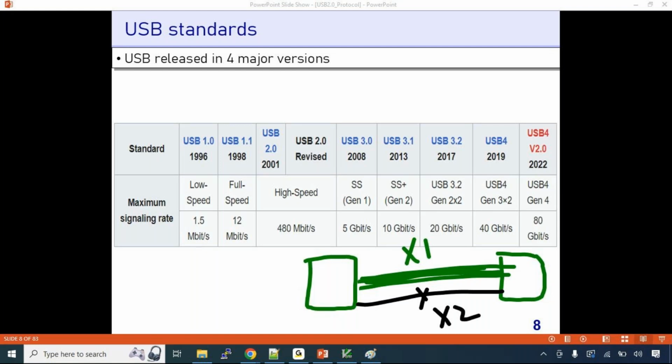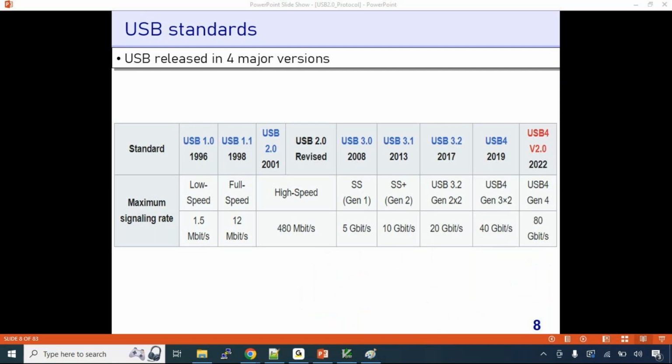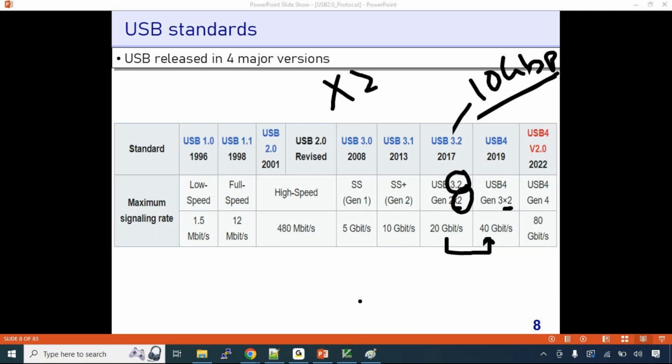So what is the advantage of having two lanes? I'll be able to send more liquid from here to here. Same thing here. When I use cross 2, the speed automatically doubles over the previous generation. Here also it's a cross 2. Then how did the speed double here? It doubled because this standard works at a base speed of 10 gigabits per second per lane. USB 3.2 works at 10 gigabits per second. When I do cross 2, what is the effective rate? Can someone tell me? 20. 20 gigabits per second. So that is how they did it.